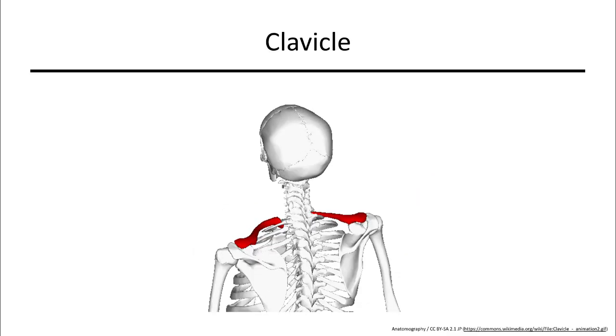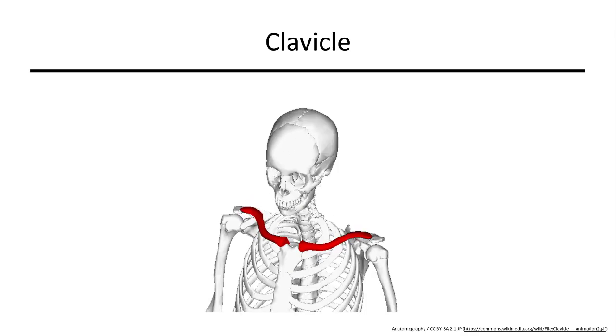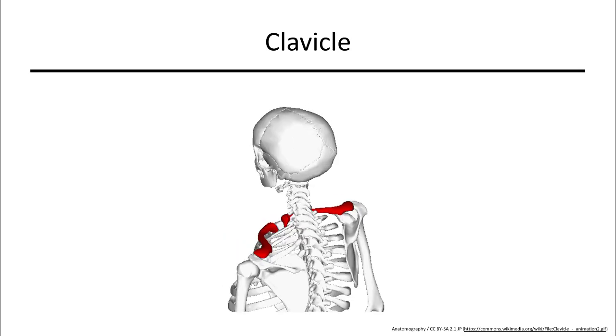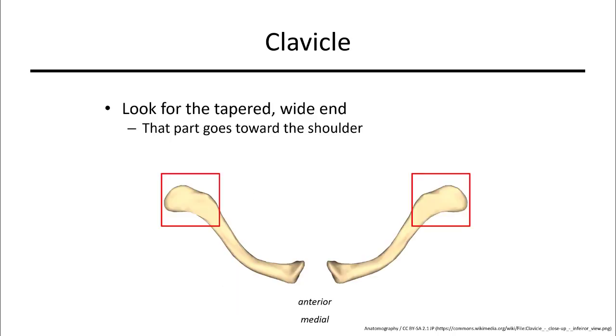The view of the clavicle is that it is flat, extending from your shoulder, moving medially as it goes anterior. When looking at a single clavicular bone, in order to orient it, you want to look for the wide, tapered end. That part will face out towards the shoulder, where the blunt end is going to be the more medial portion that goes against the sternum.